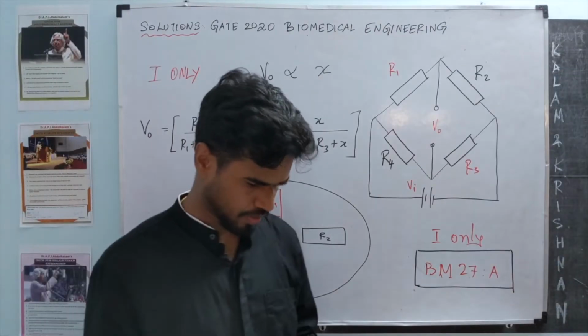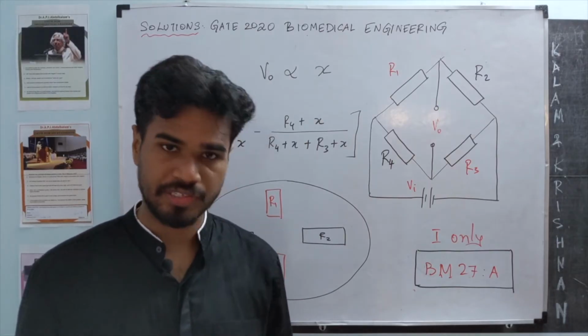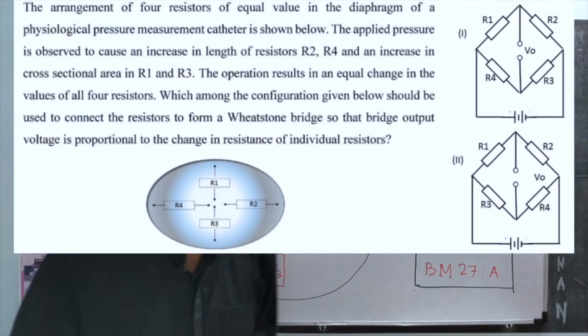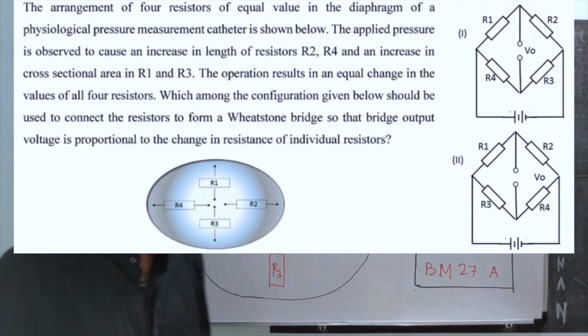Question number 27. This is one of my favorite questions from the whole paper, and I'm going to discuss it slightly differently. Let me read the question. The arrangement of 4 resistors of equal value in the diaphragm of a physiological pressure measurement catheter is shown below. The applied pressure is observed to cause an increase in length of resistors R2, R4 and an increase in cross-sectional area in resistance R3 and R1. The operation results in an equal change in the values of all 4 resistors. Which among the configurations given below should be used to connect the resistors to form a Wheatstone bridge, so that the bridge output voltage is proportional to the change in resistance of individual resistors?